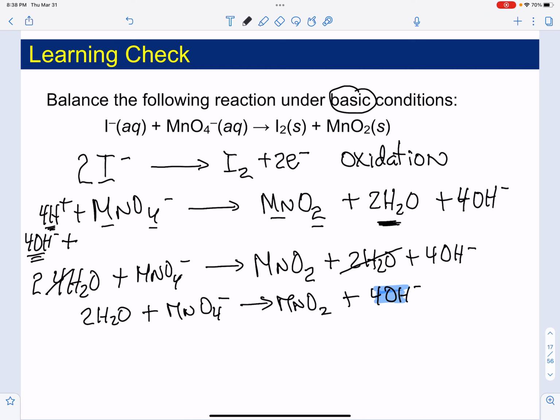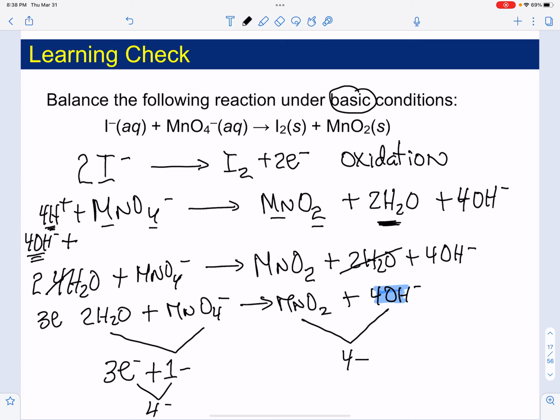And now we're ready to balance the charges. So this whole side is 1 minus, while this whole side is 4 minus. So that means we're going to have to add 3 electrons on this side. That way we have 4 minus on both sides. So we're going to add 3 electrons, which is going to make it reduction the way it was supposed to be. And at this point, we are ready now to add everything back together.